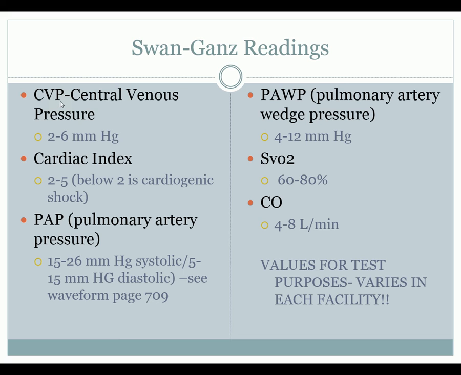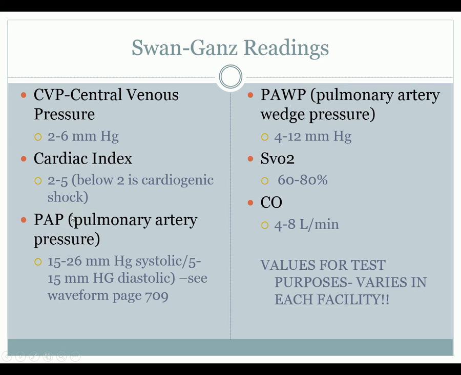So right atrial pressure, RAP, is the same thing as central venous pressure. And the norm for that is 2 to 6 millimeters. Cardiac index can be measured also when you have this intact. The big thing you need to know about cardiac index, normal is about 2 to 5. Some books say 2 to 6. But the big thing you want to remember, if you get a reading below 2 on the cardiac index, they're in cardiogenic shock. A reading below 2, cardiogenic shock.